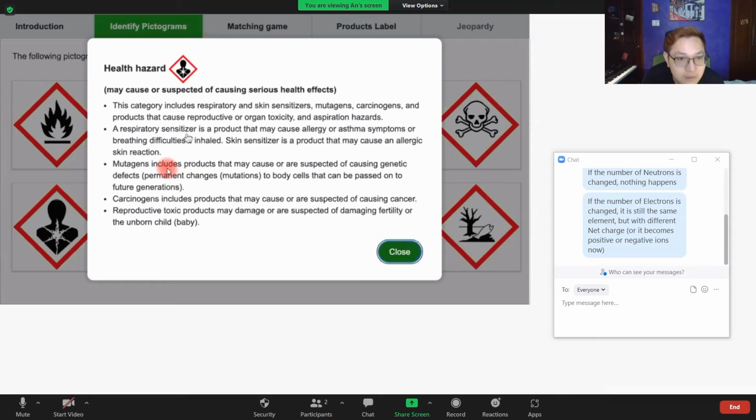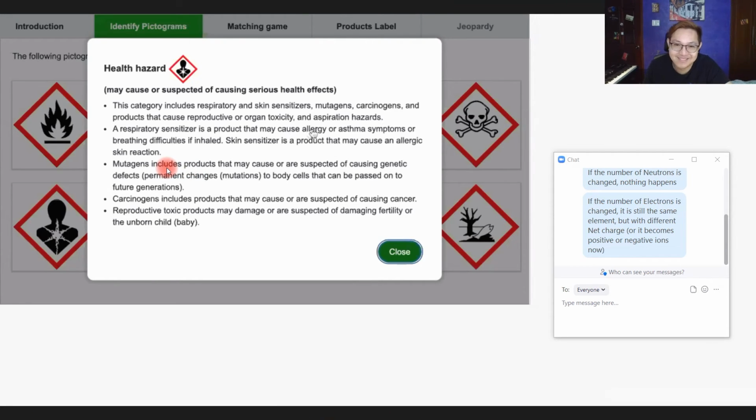A respiratory sensitizer is a product that may cause allergy or asthma symptoms or breathing difficulty if inhaled. A skin sensitizer is a product that may cause an allergic skin reaction. Mutagens include products that may cause or are suspected of causing genetic defects, permanent change, or mutation to body cells that can be passed on to future generations.